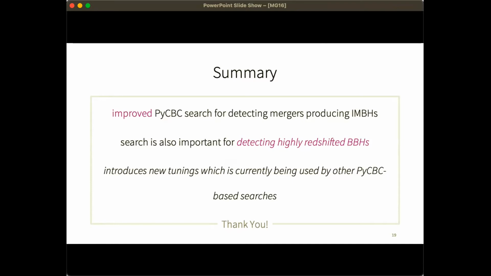We also found that this search gave comparable and in some cases even better performance than the model waveform independent search, which I think Gayatri and Tanmay are going to touch upon in their talk today. And Marek is obviously going to give a much more detailed explanation tomorrow. Apart from detecting intermediate mass black holes, this kind of search is also useful when it comes to detecting highly redshifted binary black hole events. As such, some of the newly introduced tunings in this paper are currently being used by other PyCBC-based searches due to their broader applicability.